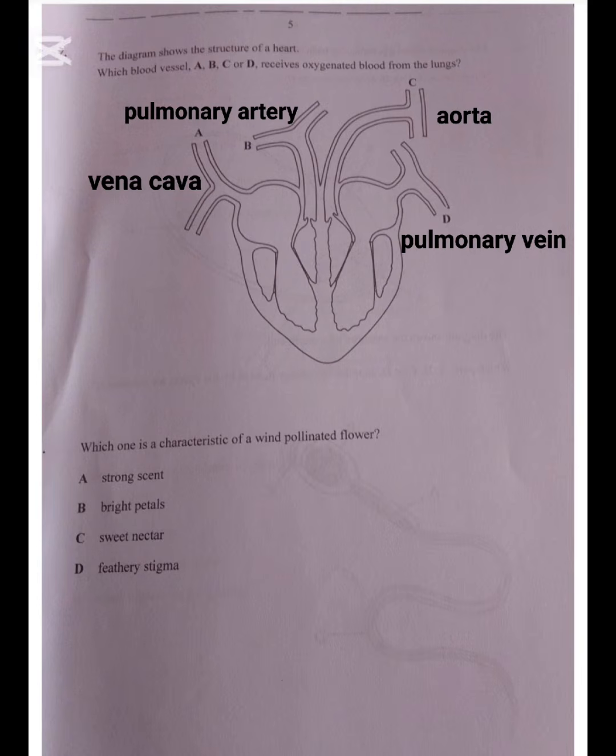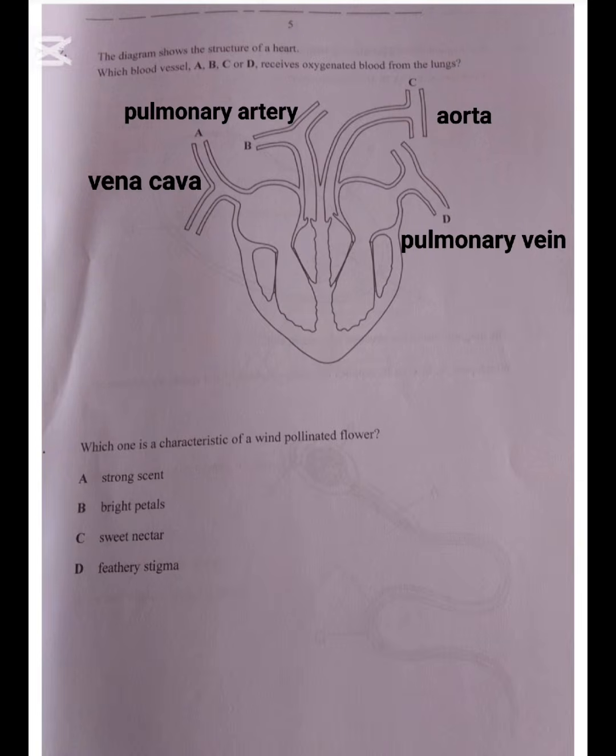It transports deoxygenated blood from the heart to the lungs. And then C is the aorta. It transports oxygenated blood from the heart to the rest of the body. And then D is pulmonary vein. It transports oxygenated blood from the lungs to the heart. So it means that the correct answer on number 7 is D.